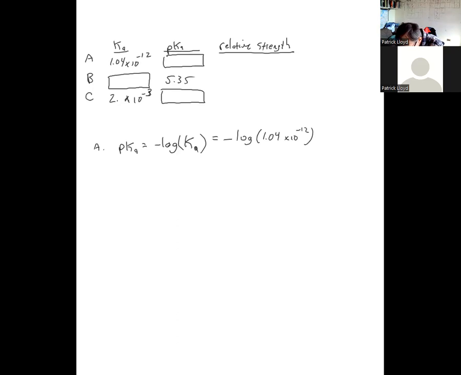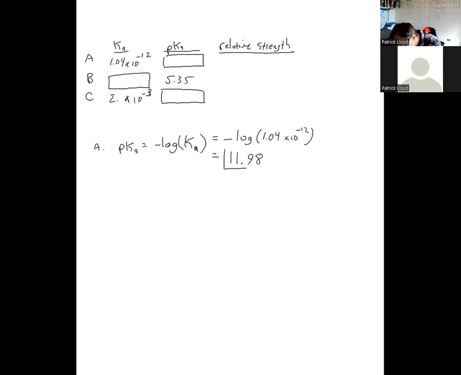Now I can tell you right now, the answer to this is going to be very close to 12, because remember the log base 10 is really just powers of 10. That's really what you're doing, counting the powers of 10. So the log of 10 to the minus 12 would be minus 12. The negative of that would be plus 12. But it's a little bit more than 1.04, so it's going to be about 11.98 or something like that. So let's figure it out. We want minus log of 1.04 times 10 to the minus 12. And 11 point, yeah, I was right, 11.98.